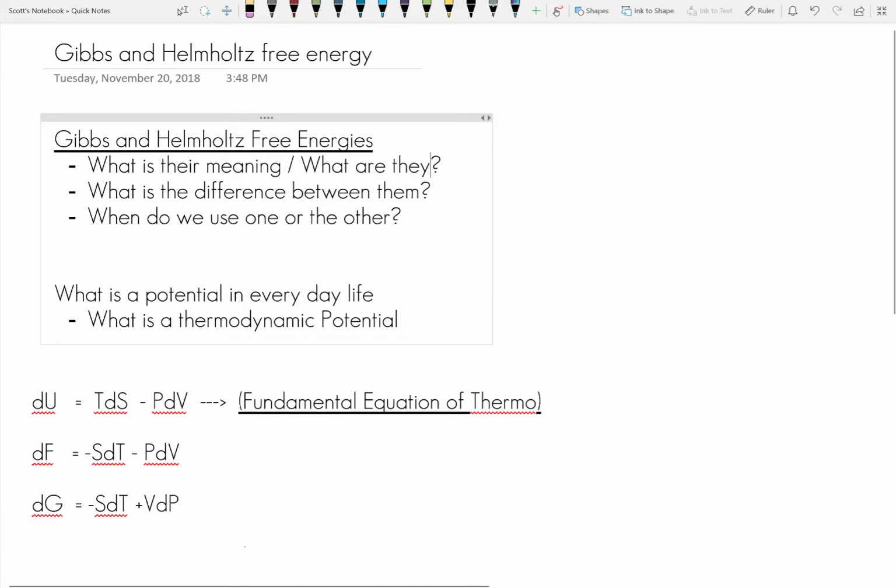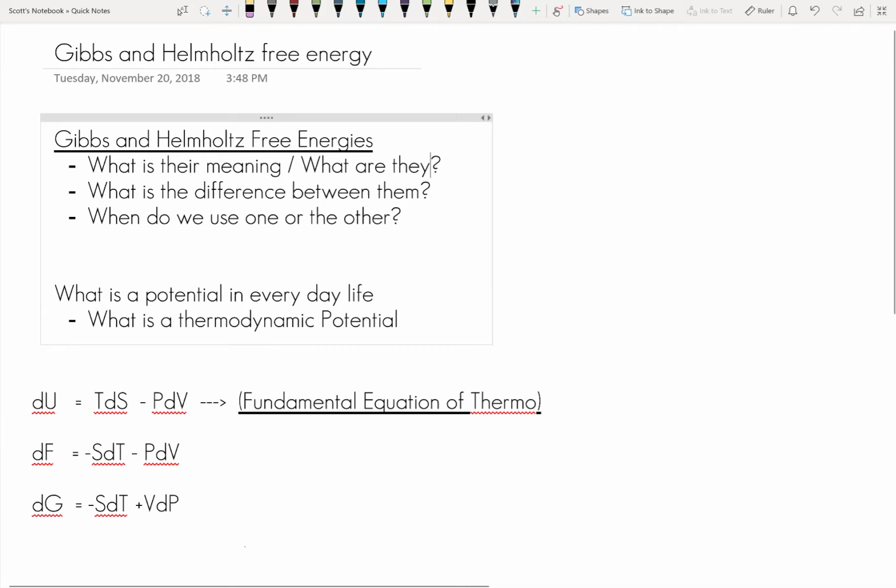My name is Scott Smith, and I'm going to answer a few questions about the Gibbs and Helmholtz free energies. First, what is their meaning and what are they? Second, what is the difference between them? And third, when do we use one or the other? To discuss what they are, we need to talk first about an everyday potential in real life.